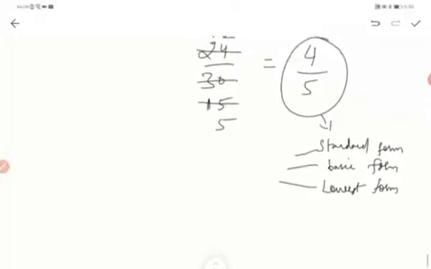Remember, you need to keep your answer in standard form. Standard form is also called basic form, or lowest form. All three are the same. So every time you do any simplification, addition, subtraction, multiplication or division, for all fractions you need to put them in the standard form.